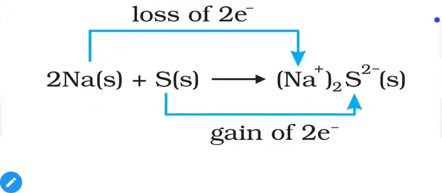And similarly we have the last reaction, the same type of reaction just like the previous one, but with sodium and sulfur instead of sodium and oxygen. Sulfur gains electrons, sodium releases electrons. 2 sodium release 2 electrons, 1 sulfur gets 2 electrons, and you will get Na2S, with S2-.